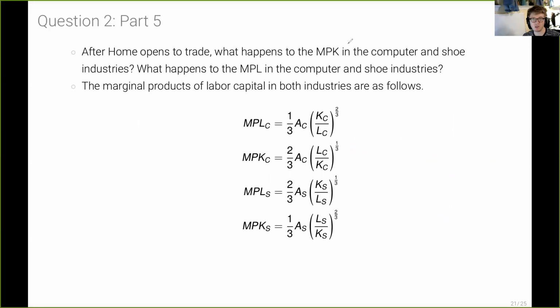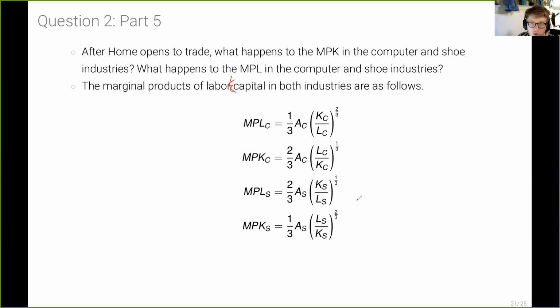So the marginal products of labor and capital, so this should say labor and capital in both industries, are as follows. Like before, I said that we have MPKS is equal to 1/3 AS times LS over KS to the 2/3. And you can do the same to figure out the marginal product of labor in the computer industry, for instance, just take the derivative of YC with respect to LC. And so hopefully you see how to get all of these. If not, just send me an email and I can walk you through it, or show up to office hours.